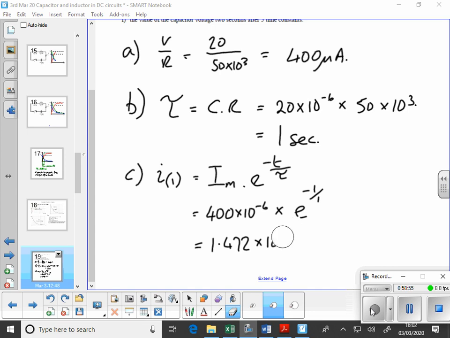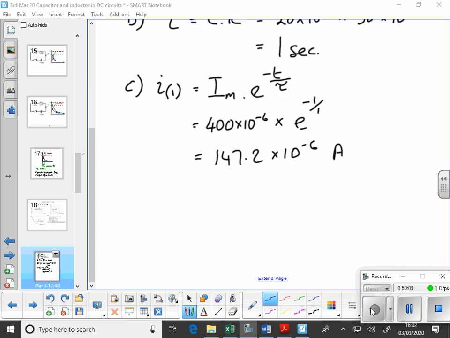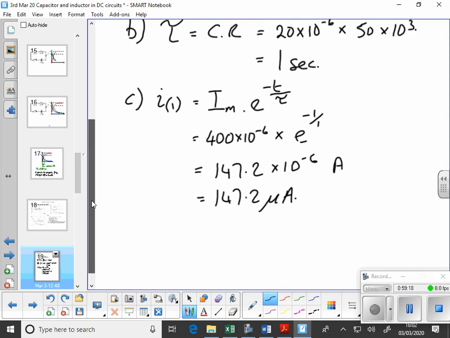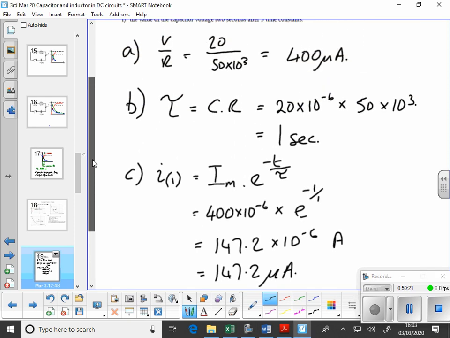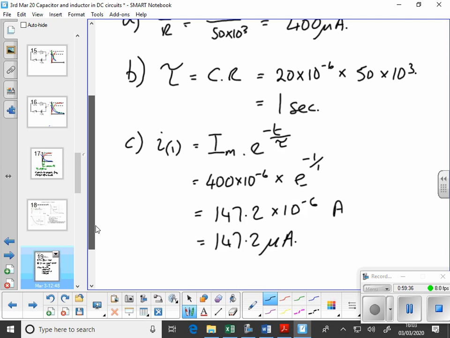So what was that? 147.2 times 10 to the minus 6 amps, or 147.2 microamps. So after 1 time constant, the current has fallen from 400 microamps to 147.2. That's after 1 second. That's after 1 time constant. All right.